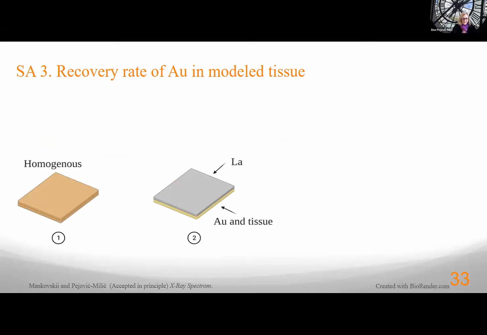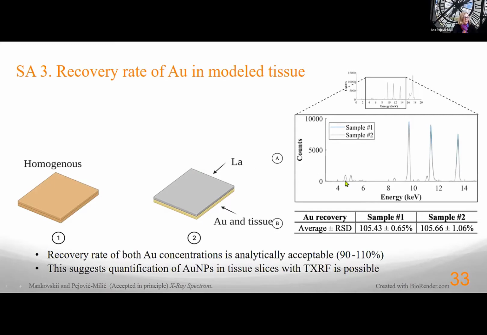modeling. In this case, we created 2 samples, and one was considered homogeneous, where the distribution of gold and lanthanum is homogeneous in the tissue, and this is again to mimic an ideal TXRF sample. While in sample 2, we layered gold inhomogeneously, or somehow distributed it in the tissue, and spiked it with the lanthanum. Interestingly enough, again, we found that the recovery rate between the 2 samples is acceptable, meaning that in these scenarios, where you have only a 5 micrometer thick and 0.5 centimeter thin microtome slice, either experimentally or theoretically, the recovery rates using spiking with lanthanum are analytically acceptable.